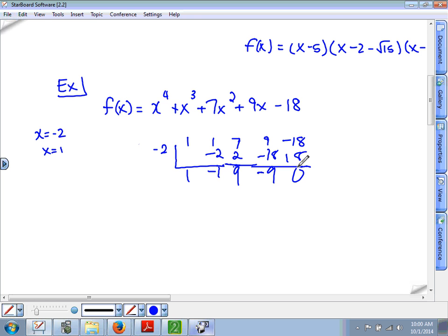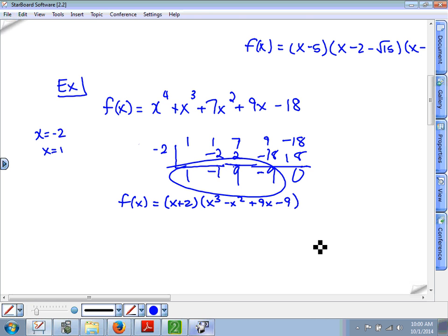Perfect. Thank you. So, again, it wasn't for the fact that we're trying to prove -2 works. We knew it worked. We were interested in this little guy down here. Okay? So what I want you to do is write this. We now know that f of x equals x plus 2 times x to the 3rd minus x squared plus 9x minus 9.